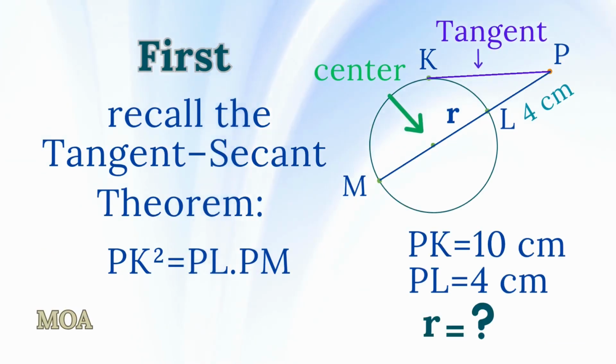Let's solve this problem step by step. First, recall the tangent-secant theorem. When a tangent and a secant are drawn from the same point outside a circle, the square of the length of the tangent is equal to the product of the entire secant segment and its external part. Namely, PK squared equals PL times PM.